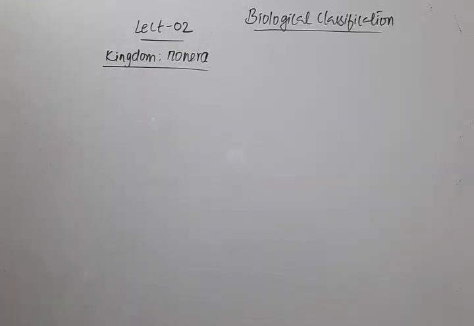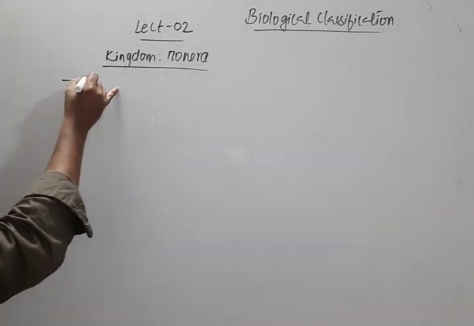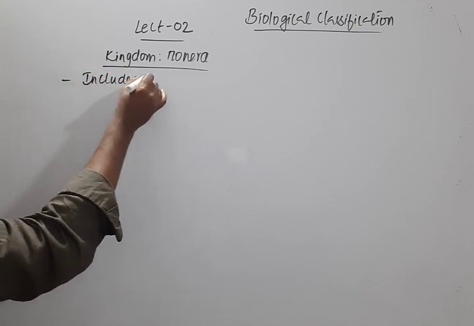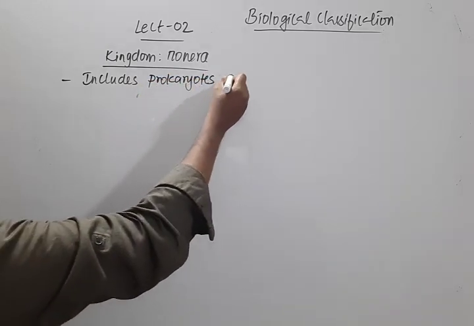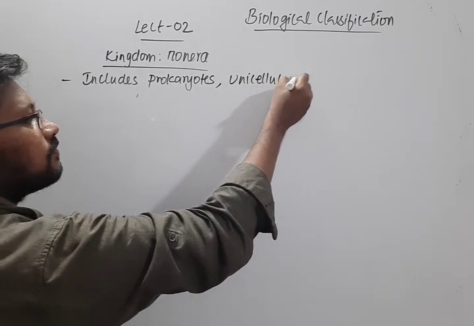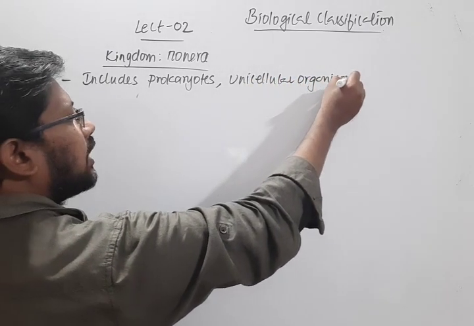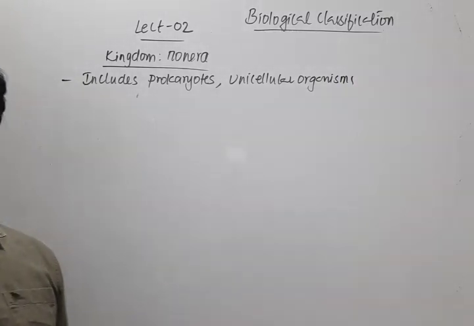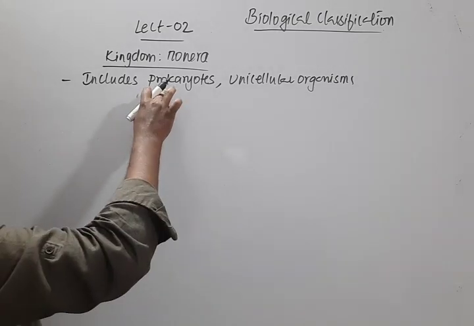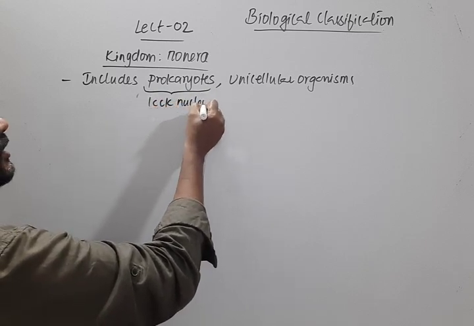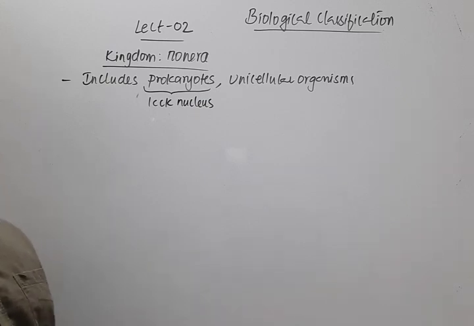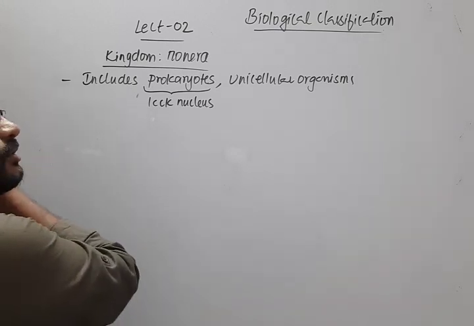Okay, right. So this Monera includes prokaryotes. Unicellular organisms, all those prokaryotic organisms and unicellular organisms are kept under this kingdom Monera. We know already prokaryotes lack a nucleus. So they don't have a nuclear membrane, and they have a nucleus-like structure that I will discuss in coming sessions. Okay.